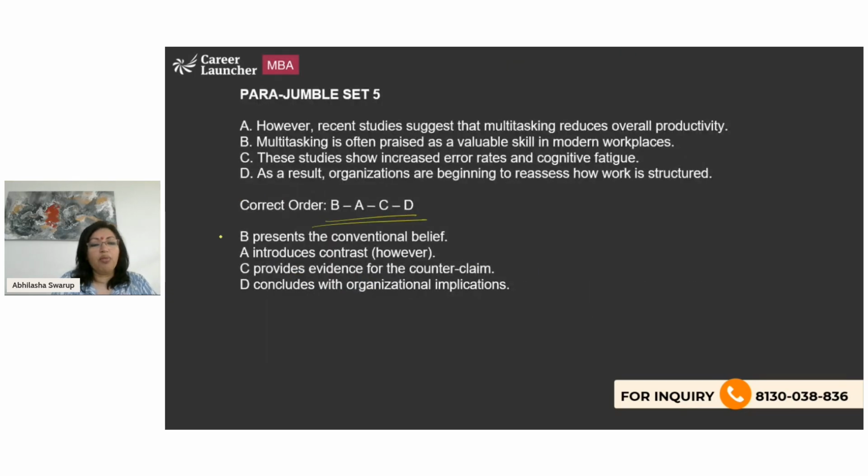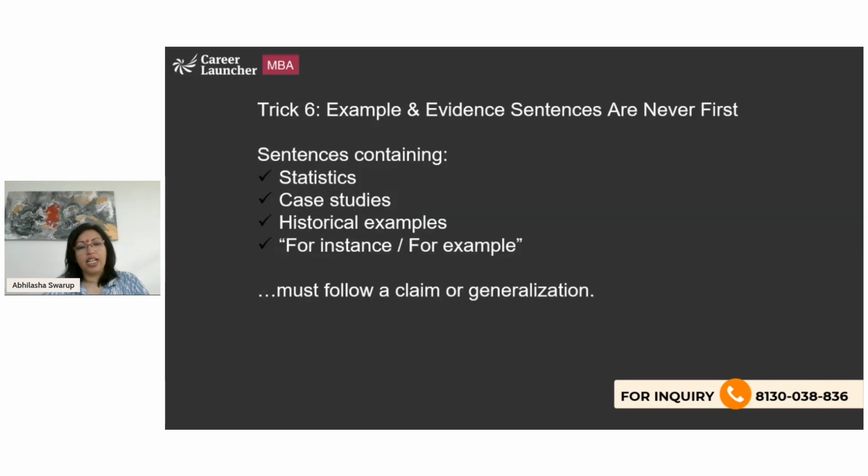So that's your answer. B, presenting a conventional belief that multitasking is often praised as valuable. A, introducing the contrast that however recent studies are suggesting something. Then C is showing you the evidence, and then D is showing you what is the implication of that. So that's your logical set.